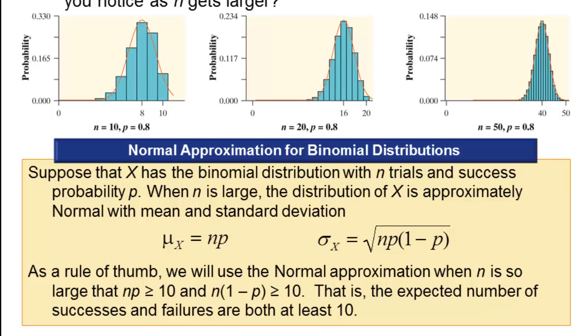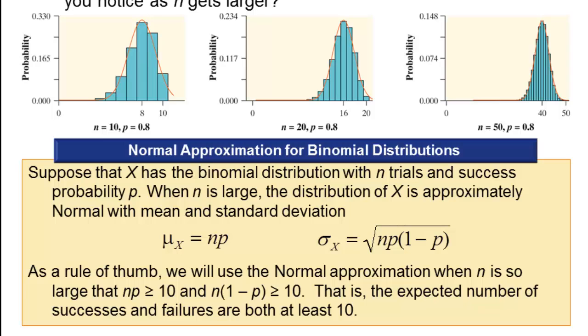Suppose that X is a binomial distribution with n trials and successes of probability p. When n is large enough, the distribution of X is approximately normal with a mean and the standard deviation given by these formulas. Mu sub x is equal to n times p. Sigma sub x is equal to the square root of n times p times 1 minus p.